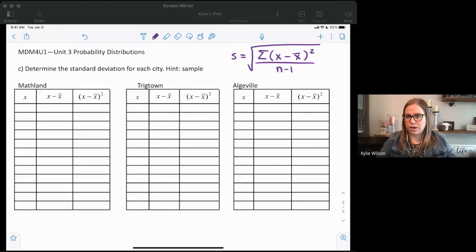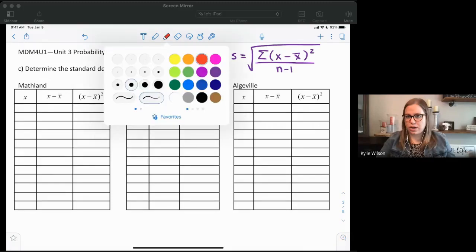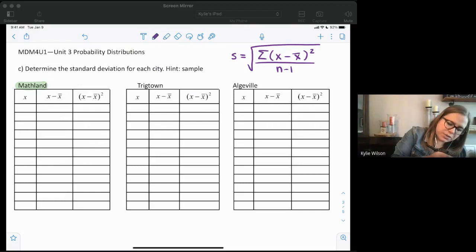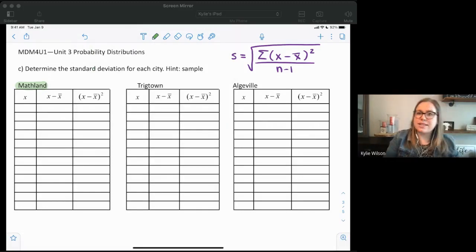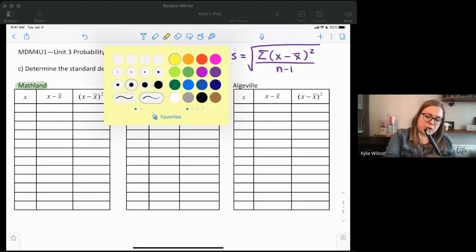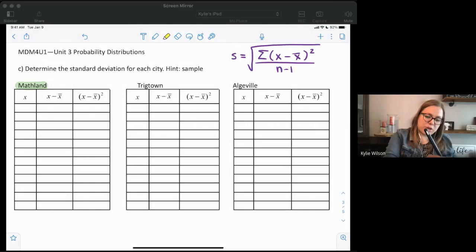So just like before, we're going to do Mathland together. And then you can try the other ones on your own and I'll show you the answers. Then we'll make some quick conclusions at the end. So to start, I'm just going to write out all of my data points again, just so that I have them in the chart, and then I'll continue to do the next steps.